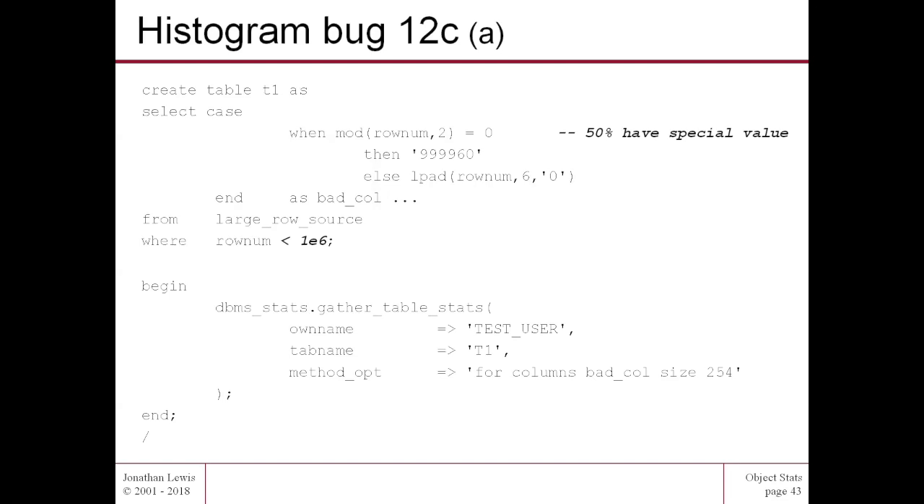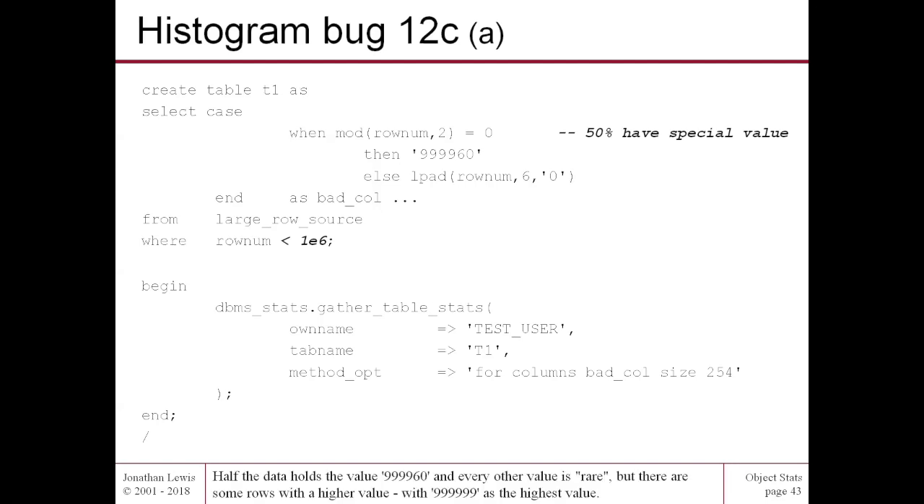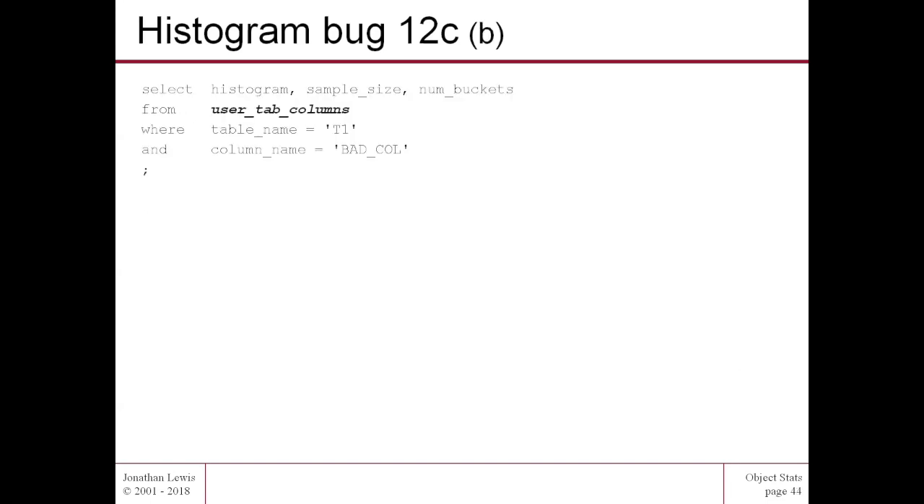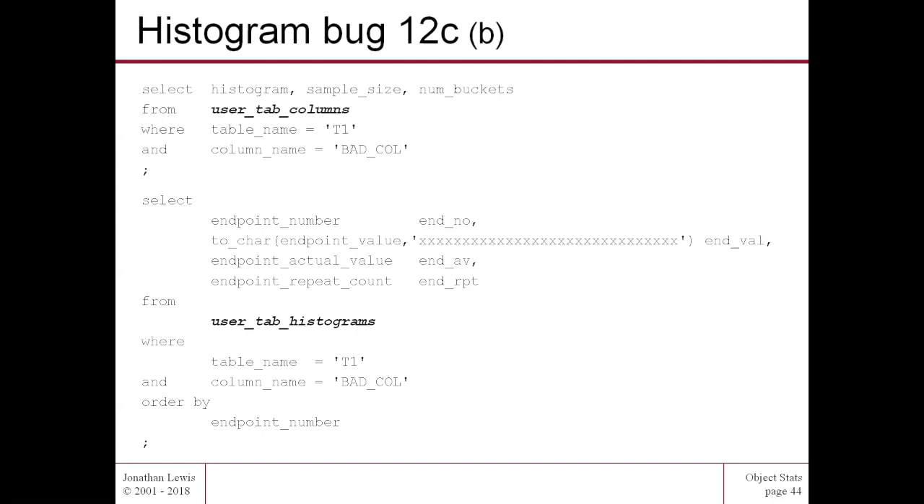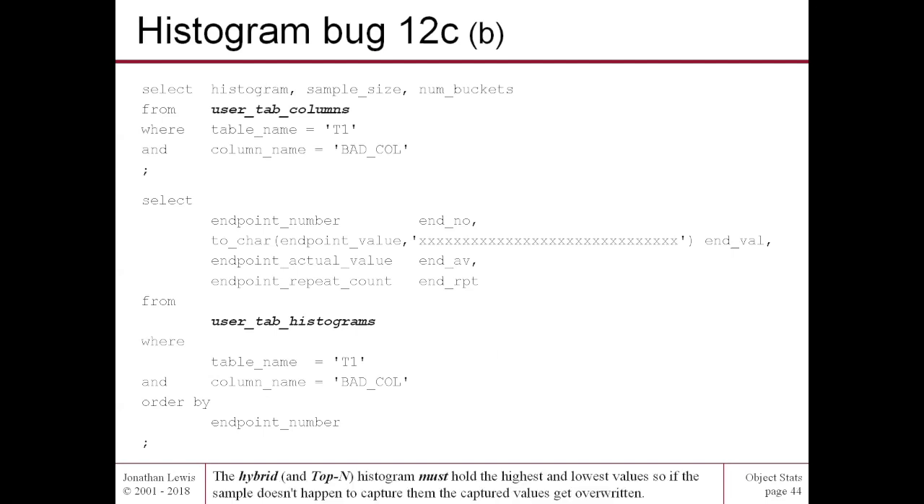I've gathered stats here, said to Oracle, give me a histogram with 254 buckets. And Oracle has created a hybrid histogram because it said, well, actually, the data which is lurking around the edges is... hang on, did I say hybrid histogram? This applies to top frequency and to hybrids. Oh, sorry, it's created a hybrid, but the problem applies to both hybrids and top frequency, okay? In this case, it's created a hybrid histogram.